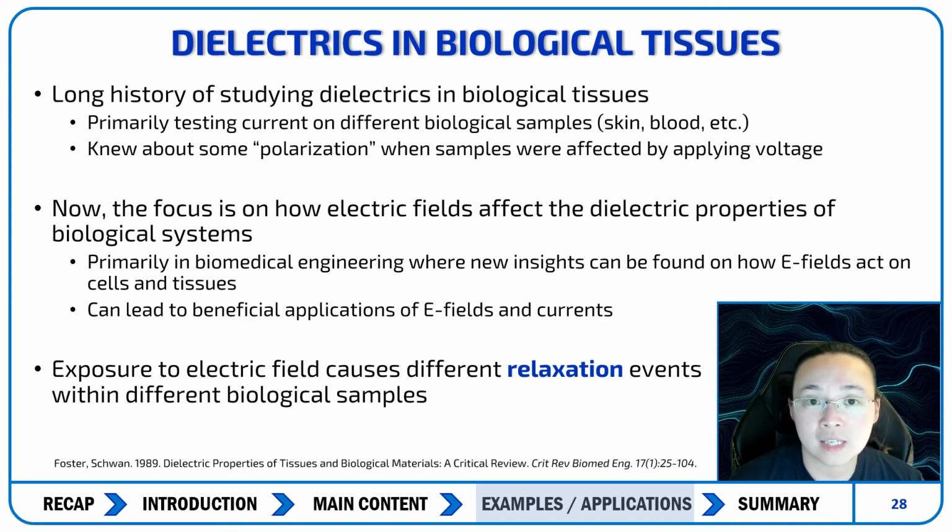Now we know that that does happen to different degrees and in different types of materials. So the focus now is on how electric fields can affect the dielectric properties of biological systems. If we apply an electric field, how will one particular type of tissue respond? For example, a healthy tissue, and how will a cancer tissue respond? If we are able to find a way to differentiate between the effect of an electric field on the dielectric properties of two types of tissue samples, we'd be able to help in diagnostics.